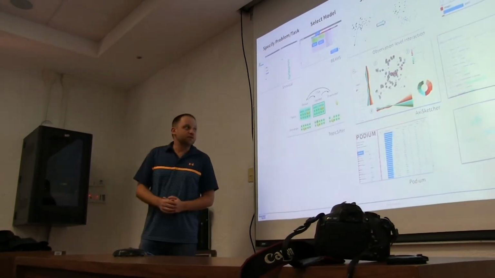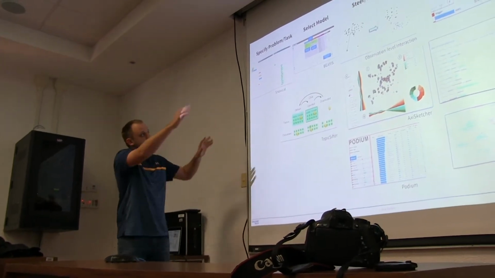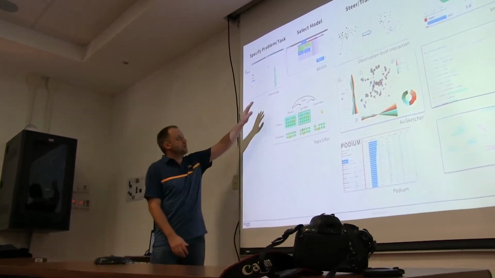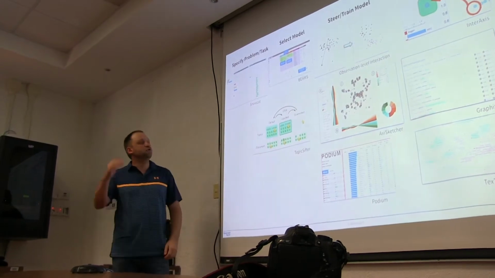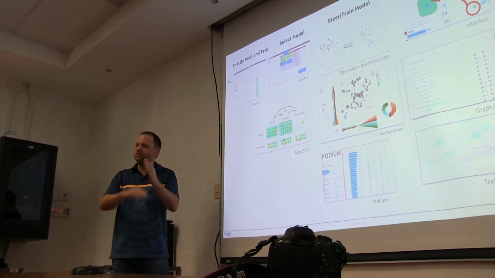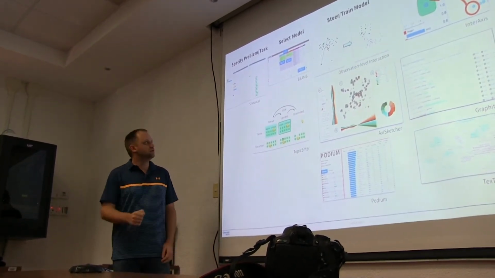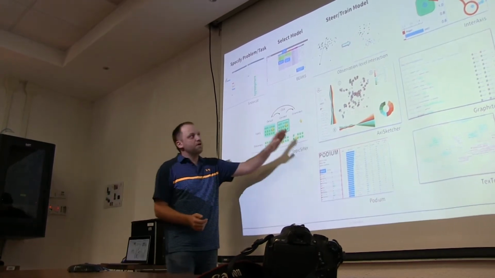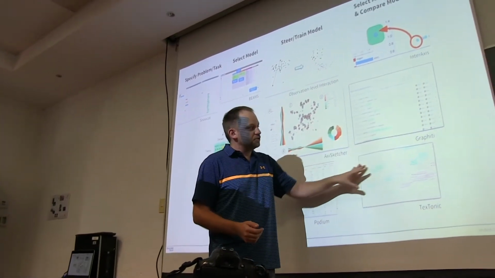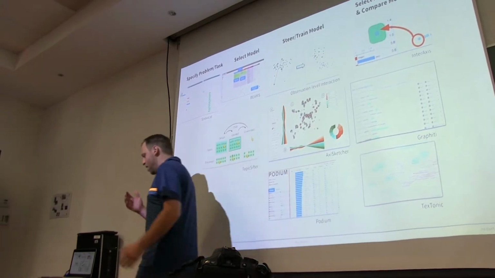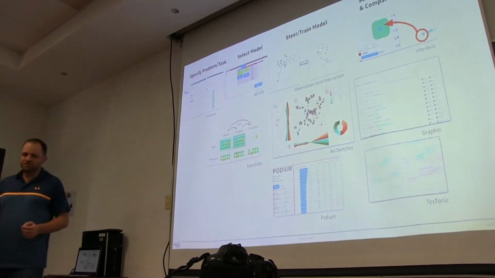My lab has done a lot of work in that space, roughly organized by this. We have systems that help people turn domain problems into machine learning problems, like the coffee shop example, all the way over to allowing people to actually compare different models and see which one works better for a specific task.